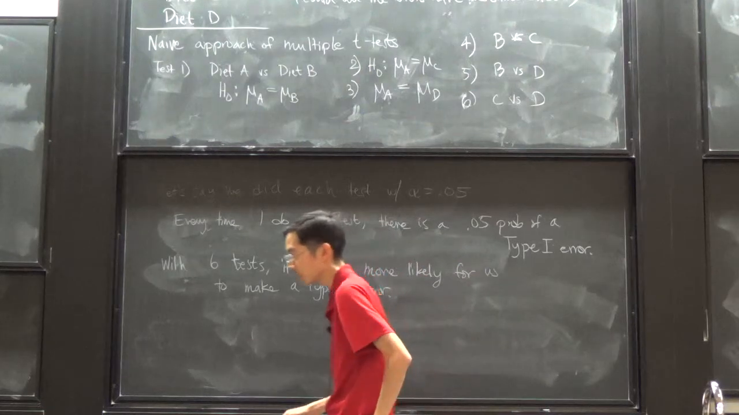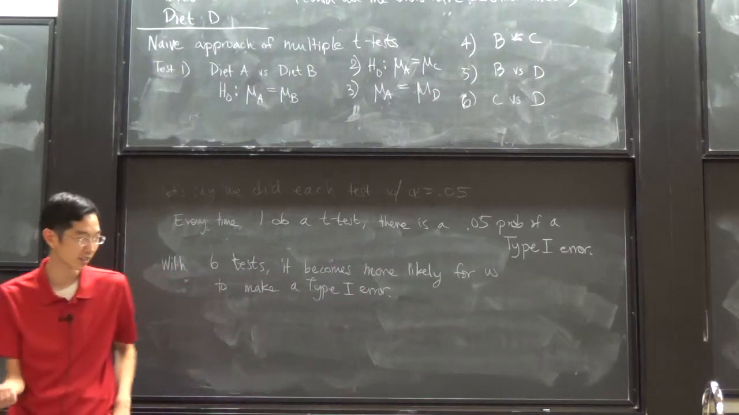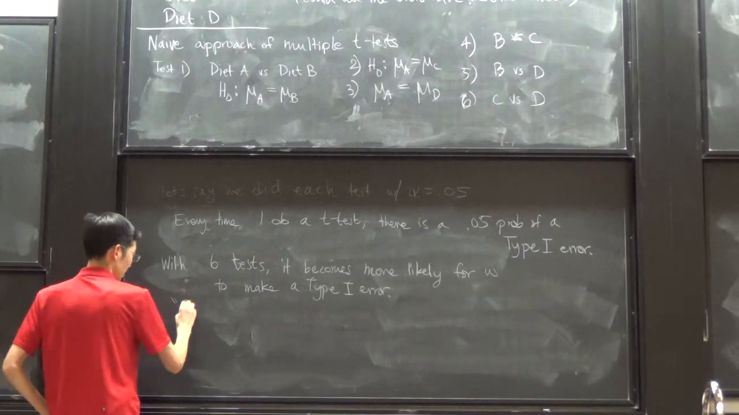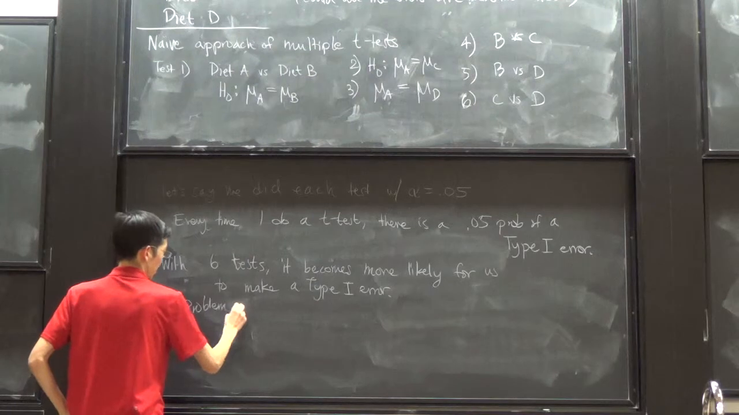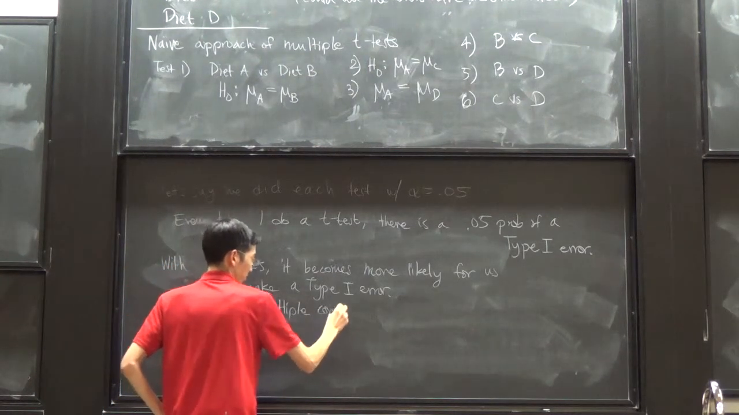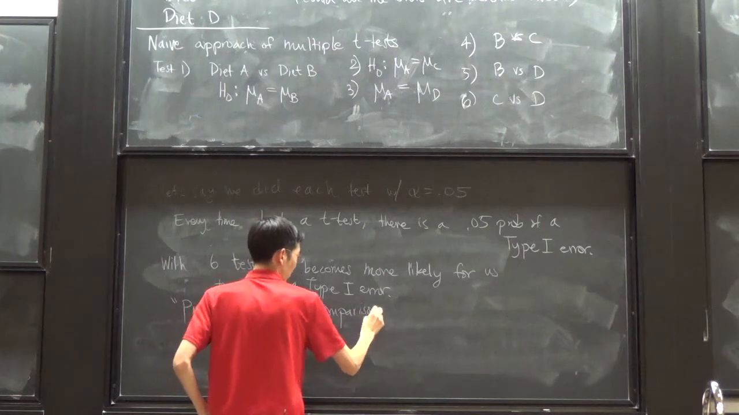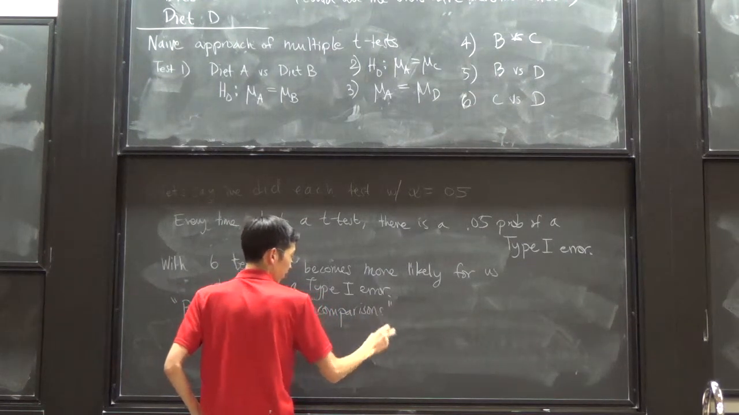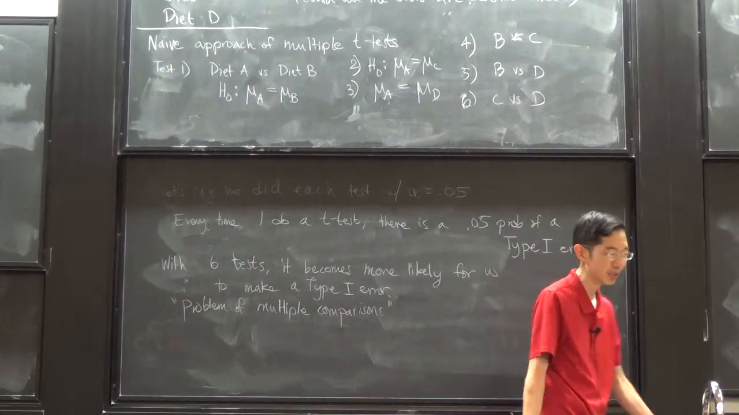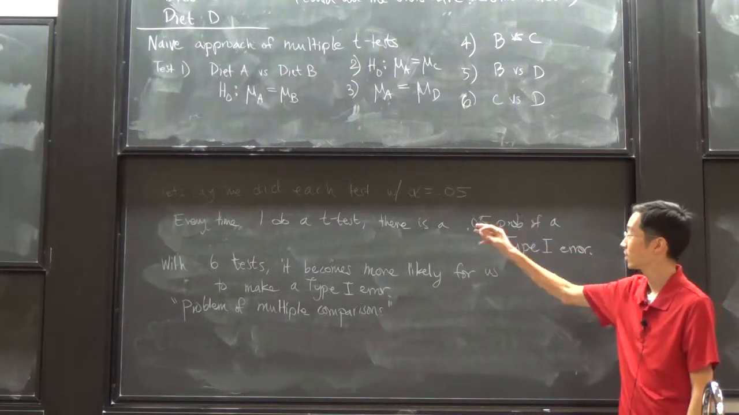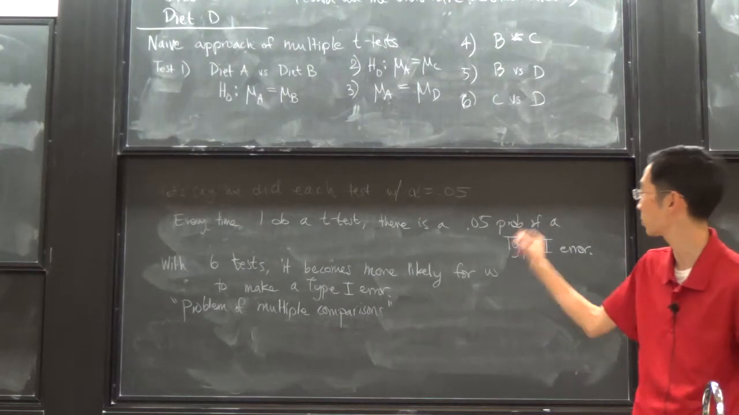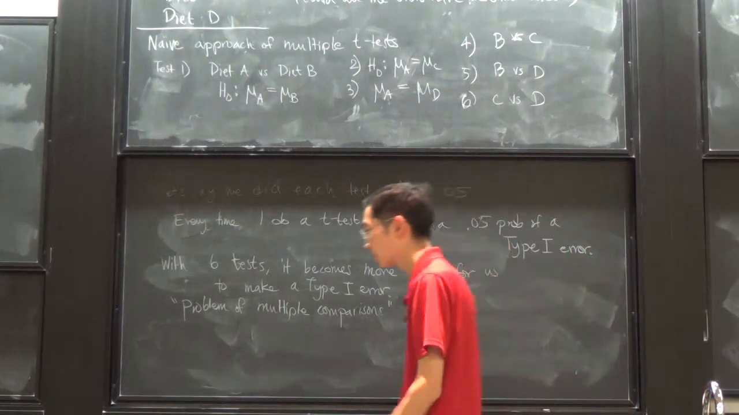But we don't have a good solution. Okay, not yet at least. Okay, this is the problem of multiple comparisons. There's no good solution if we're going to look at every pair at a time. So every possible pair, we don't have a good solution.